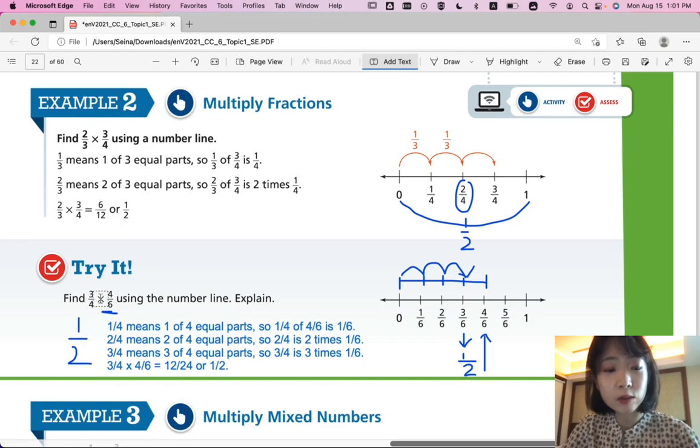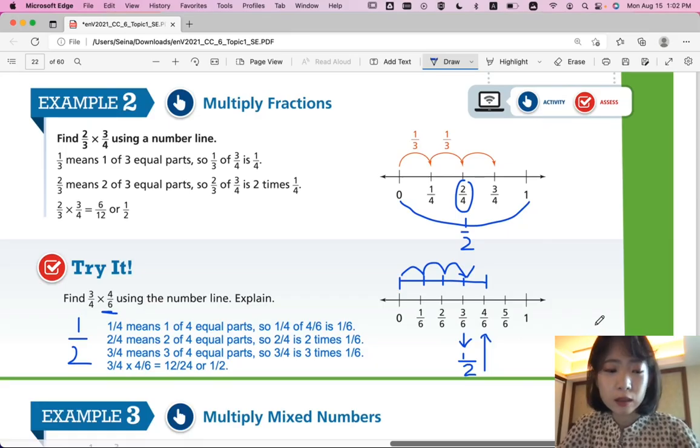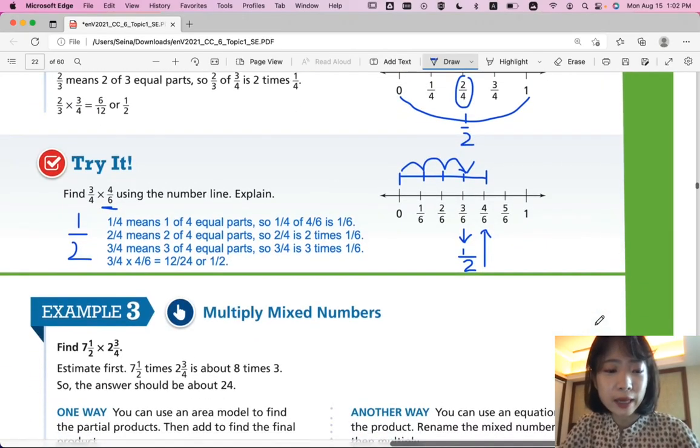Okay, so when you literally multiply them, you have 3 times 4, 12, over 4 times 6, 24. And so you have 12 over 24, and if you simplify that, you get 1/2. And so this is by solving numerically, and this is by solving graphically. You need to know both. Okay, let's move on to example 3.